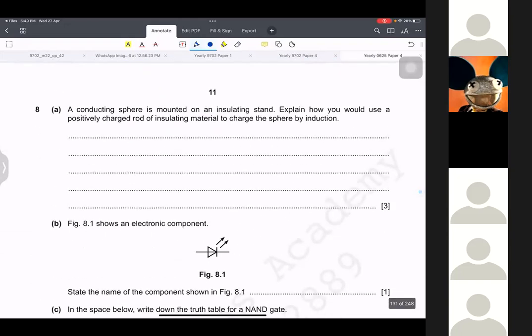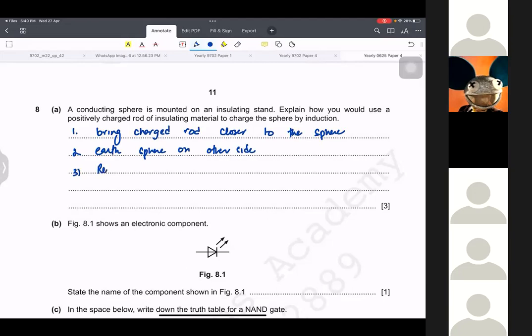Okay. Then, a conducting sphere is mounted on an insulating stand. Explain how you would use a positively charged rod of insulating material to charge the sphere by induction. Okay. So, basically, step one, bring the charged rod closer to the sphere. Then what do you do? Earth the sphere on the other side. Then what do you do? Remove the earth first. Then remove the rod. So these are the four steps you should follow, okay?